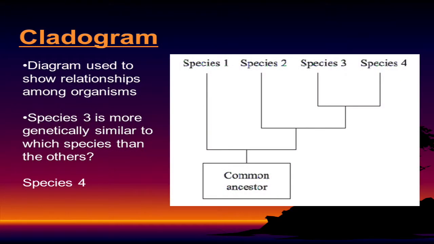A tool that we can use to show how closely related organisms are is the cladogram. The closer the organisms are on the cladogram, the more related they are. Here we have 4 species that have all evolved from a common ancestor. Which is species 3 more genetically similar to? Species 3 is closest on the cladogram to species 4. So species 3 and 4 are most similar.